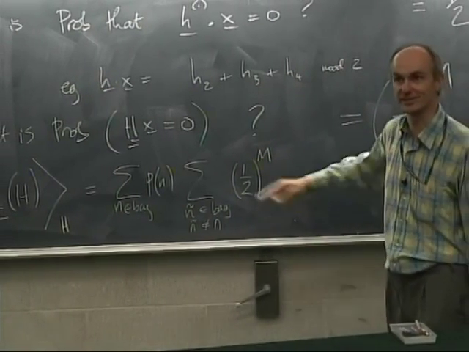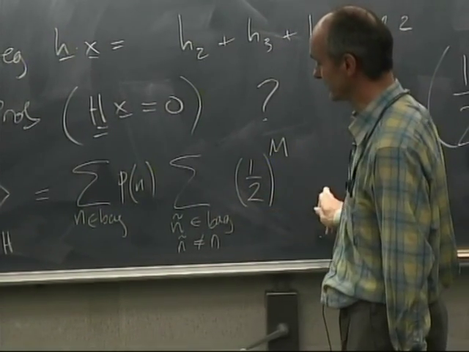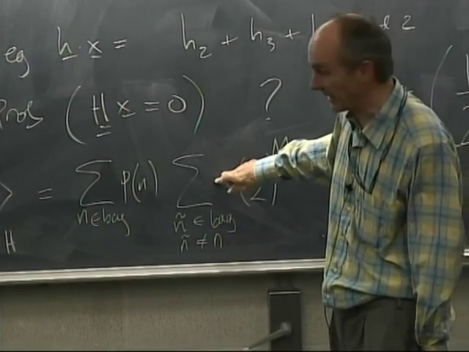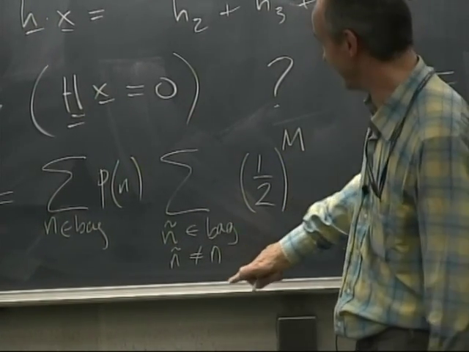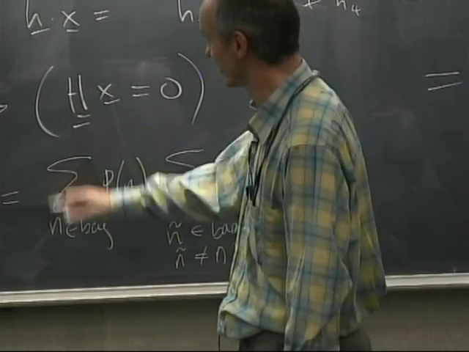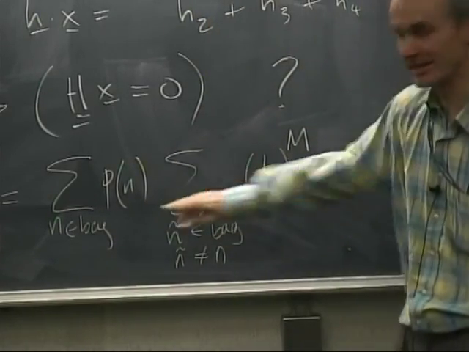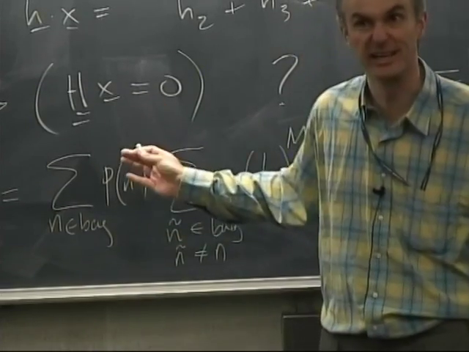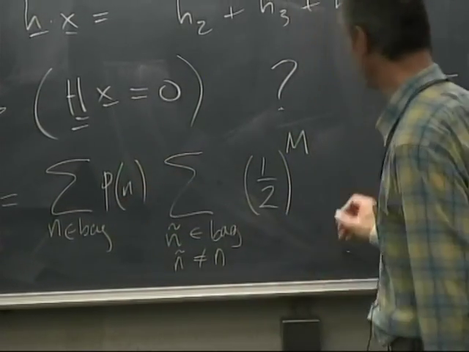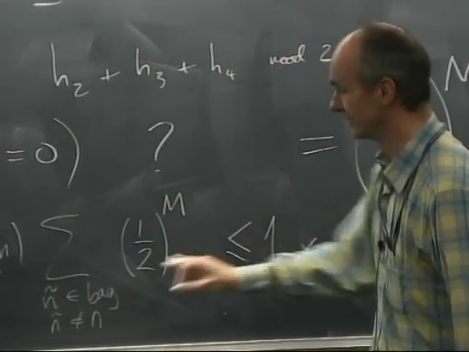We've suddenly just got ourselves a number, and the number is a half to the m times the number of n twiddles that are in the bag, less one, averaged over this distribution. And this thing doesn't have any dependence on n, so we can just say the sum over all n in the bag, well, that's a maximum of one, isn't it? So this is less than or equal to one times the number of things in the bag.